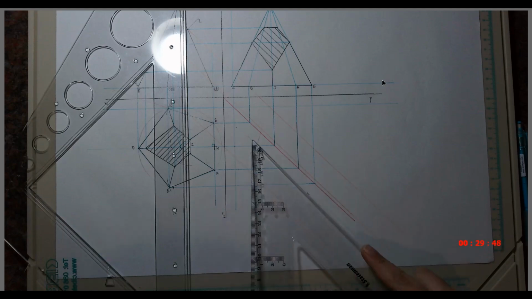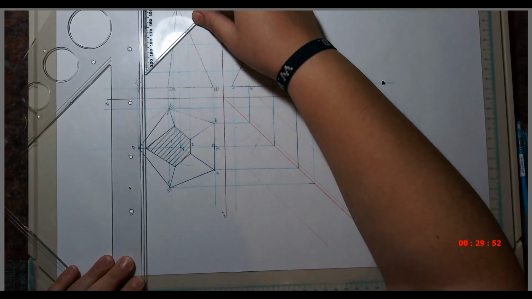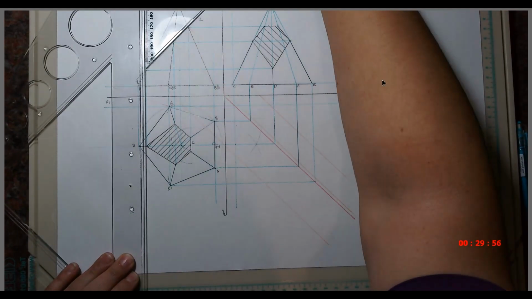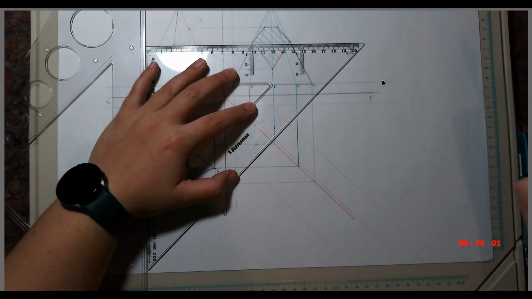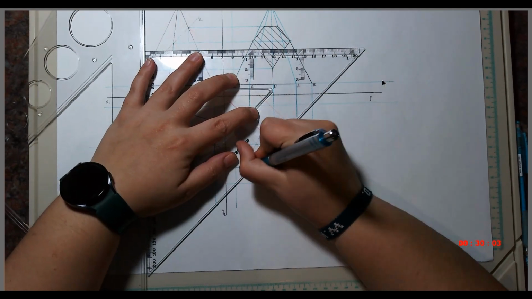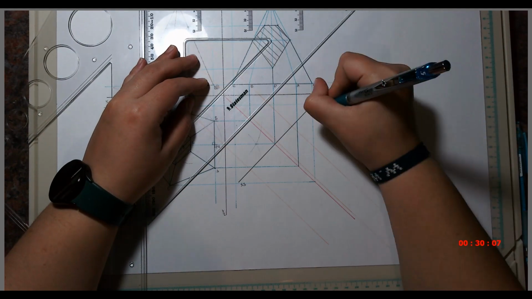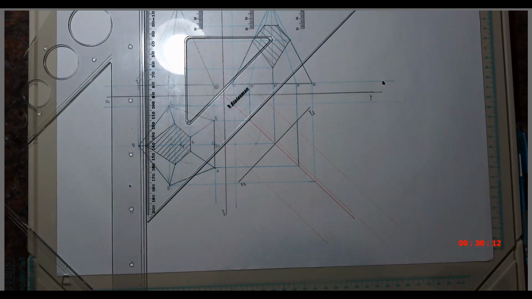Okay, so we have that line, but we need to find our 45-degree XY line again. This is the cutting plane and we move it down to make it parallel and we draw in our XY line again. This is X3 and Y3. We are going to need that.